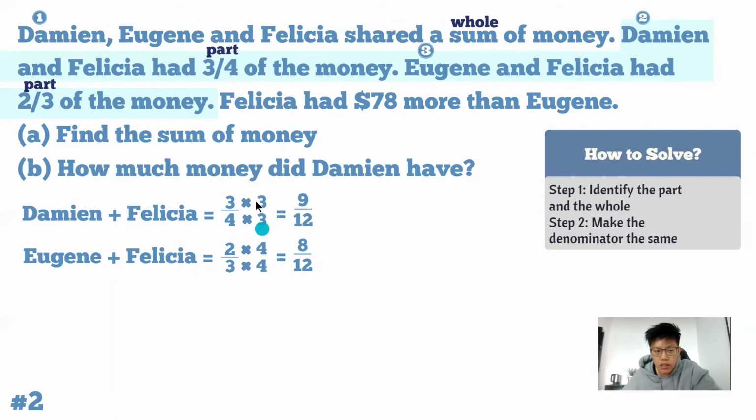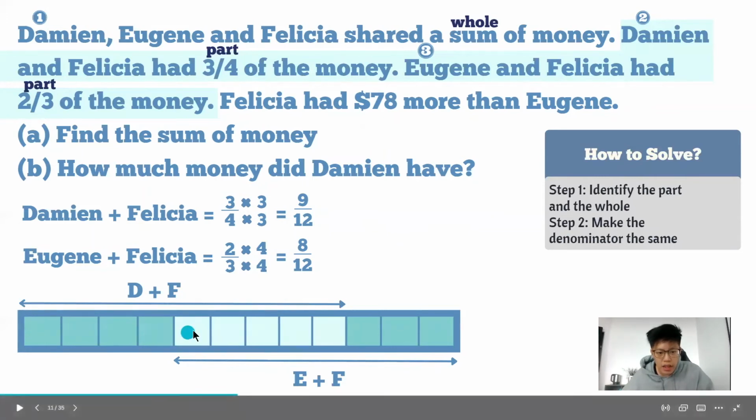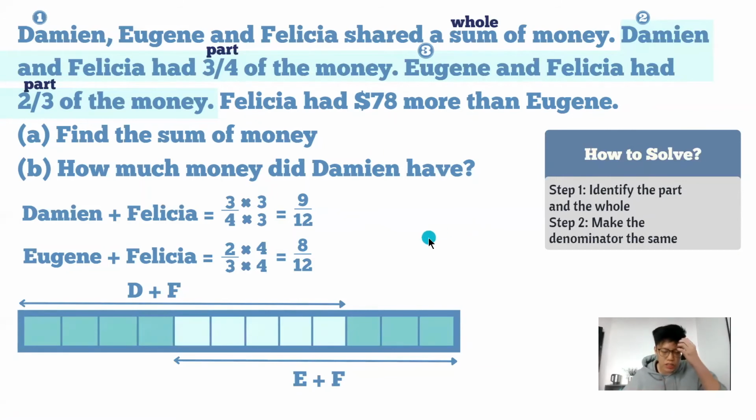And for 3 over 4, same thing. What do I get? I get 9 over 12. Now, once I'm done with this, what can I do? I can start to draw a model. So what I want to do is shade 9 units for Damien plus Felicia and also 8 units for Eugene plus Felicia.